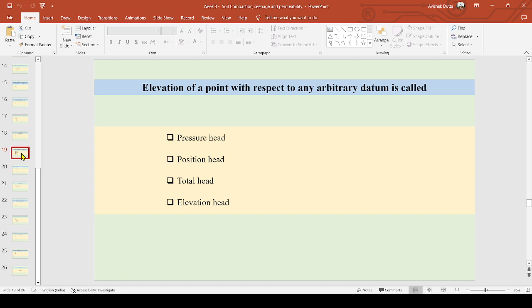Elevation of a point with respect to any arbitrary datum is called. Your options are pressure head, position head, total head, or elevation head. Next question.